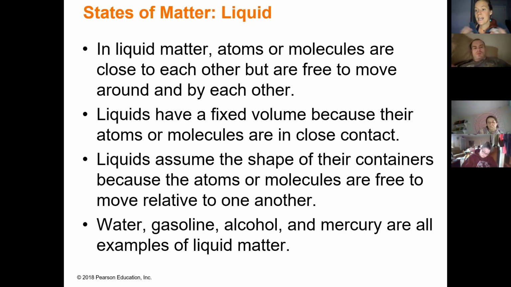If you were to take that beaker and pour that water on the floor, that water would spread out to create a big, broad, thin layer of water across the surface of the floor, but it would still be 100 milliliters. So water, gasoline, alcohol, and mercury at room temperature are all examples of liquids.